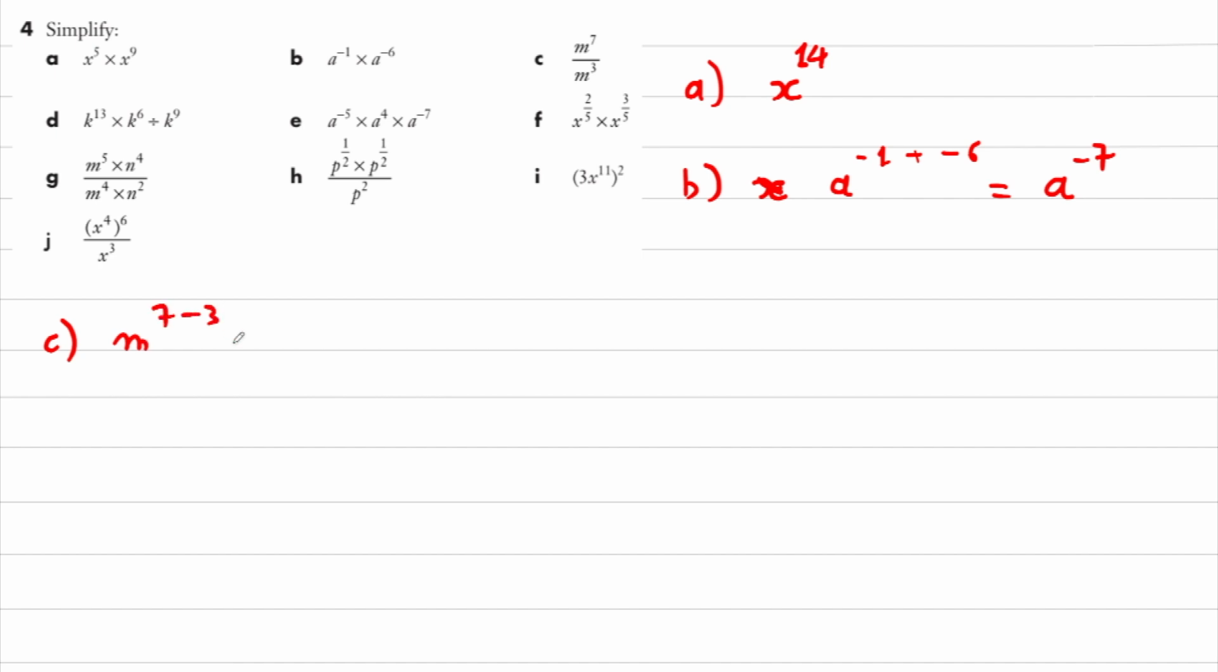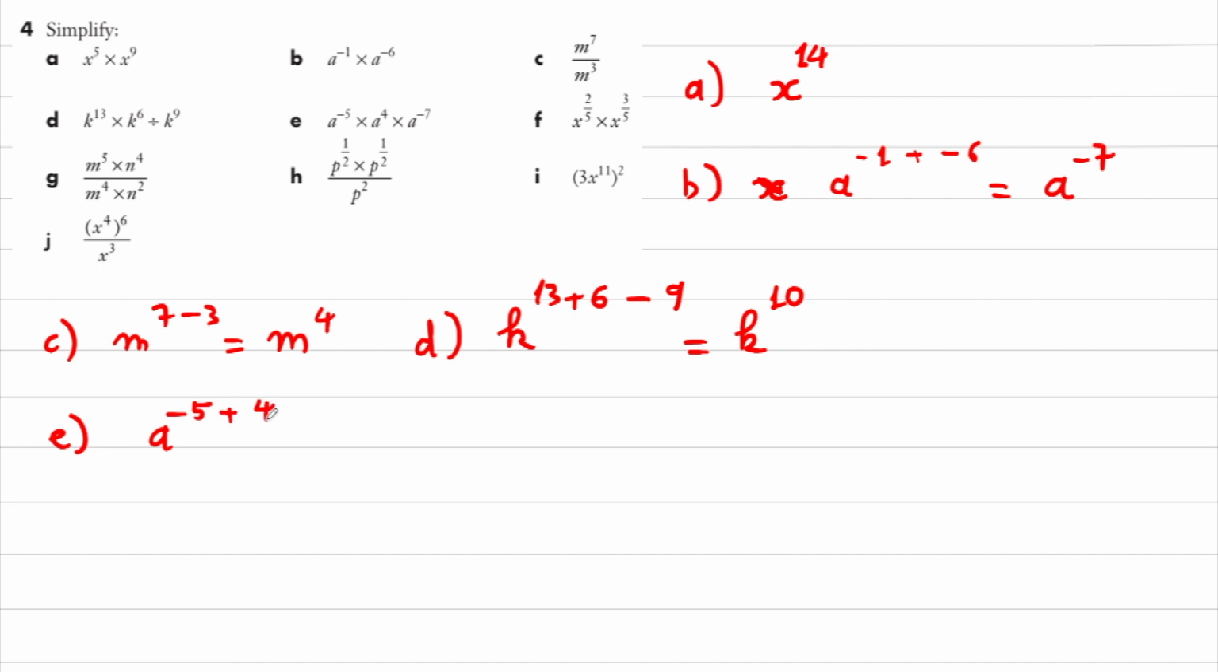7 minus 3, you get m to the power of 4. About D, the base number is k. 13 plus 6 and minus 9, you will get k to the power of 10. And then E is a to the power of minus 5 plus 4 and plus minus 7, so minus 8. Yeah, this one is minus 8.